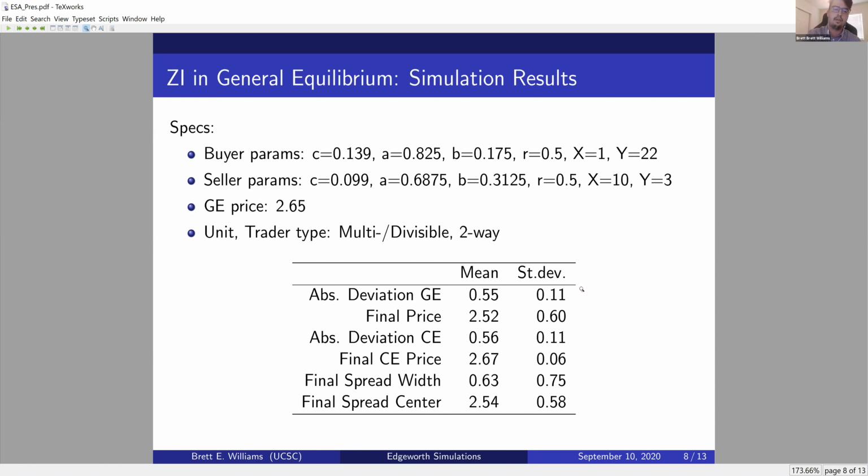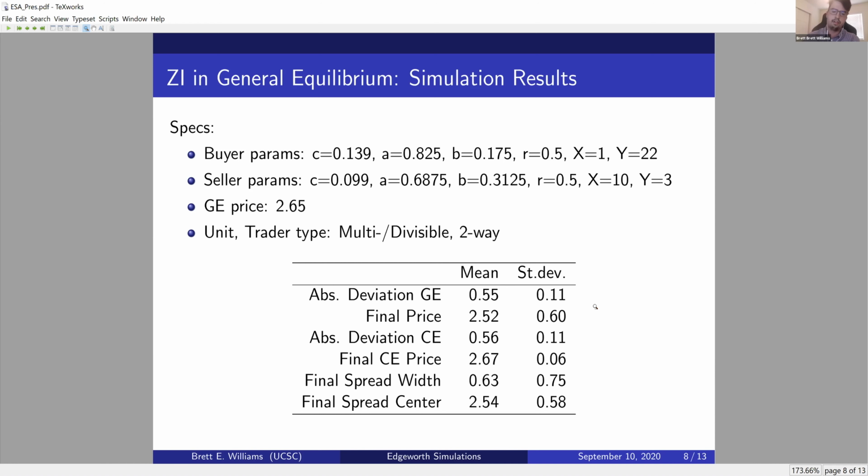Traders are two-way traders, with multi-unit and divisible orders. What we find is that the average final price is about 0.13 units away. And the final competitive equilibrium price, after taking into account the potential for some of these trades being disequilibrium trades and moving the competitive equilibrium, still remains relatively close at 2.67.